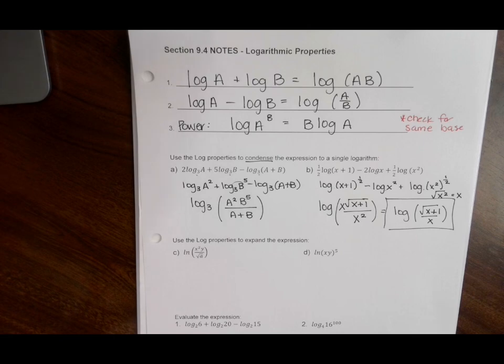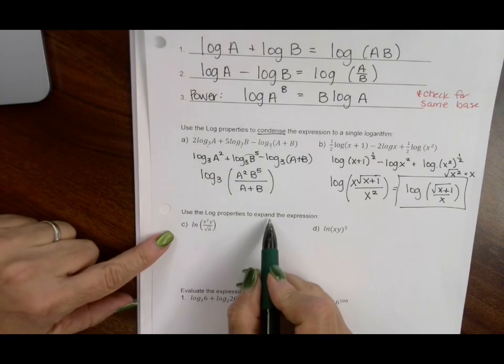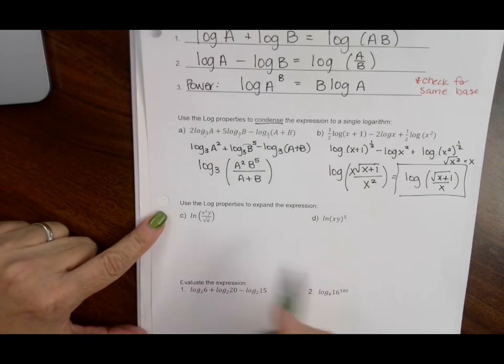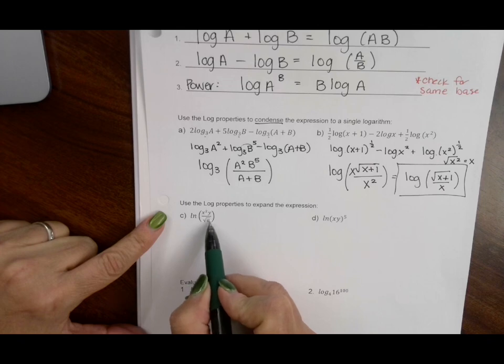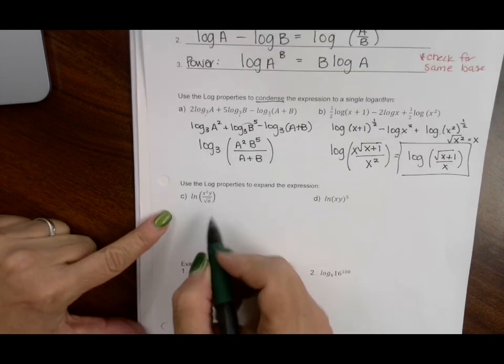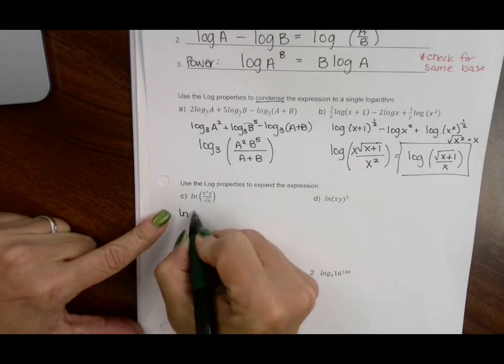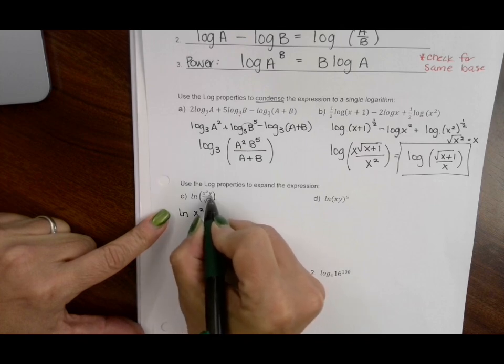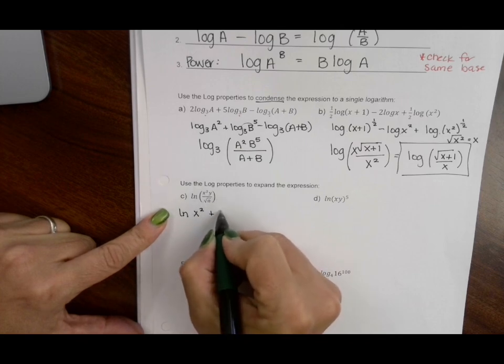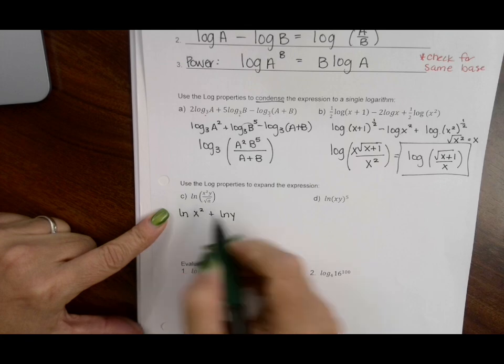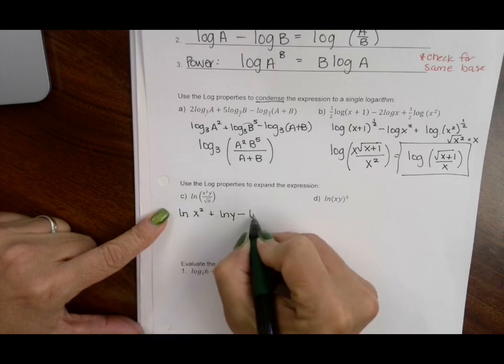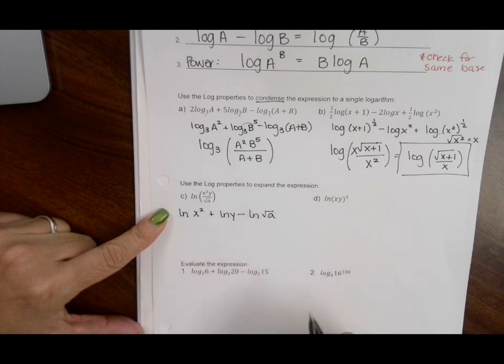Okay, all right, this next part says we want to expand. So easiest thing is just do your multiplication and your division, and then you do your power rule last. So I would have ln of x squared. This is in the numerator, so I'm going to add it. ln of y. This is in the denominator, so I'm going to subtract it. ln of the square root of a.